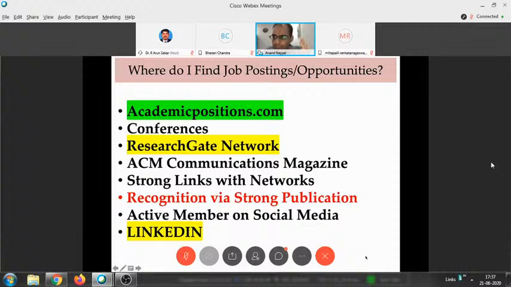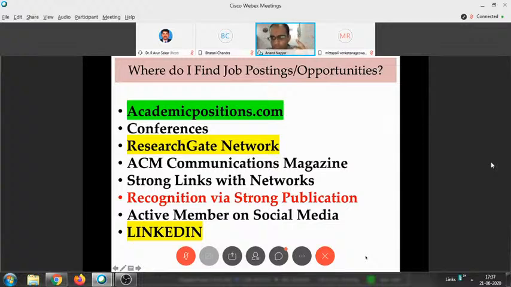The next thing: if you are an ACM member, and even if you are not, please keep a close eye on the ACM Communications magazine, because it is going to give you the latest research, the latest opportunities, and even job opportunities. Have strong links with networks, everybody. Please make strong links on LinkedIn and ResearchGate. Follow the researchers. If you have a good LinkedIn network, you have a good collaborative person, but only when you are writing good research papers do you have good links. And maybe that person can offer you a good job.